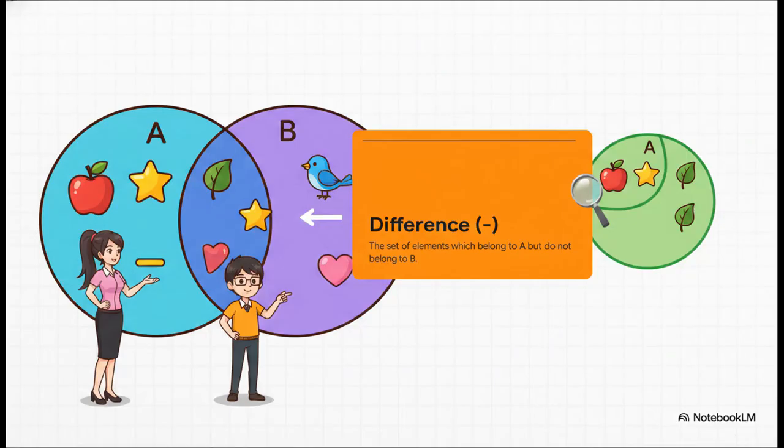All right, last one for now, the difference. The easiest way to think about this one is just like subtraction with numbers. If we want to find A minus B, we start with everything that's in set A, and then we take away anything that's also in set B. What you're left with is the stuff that's only in A and nowhere else.